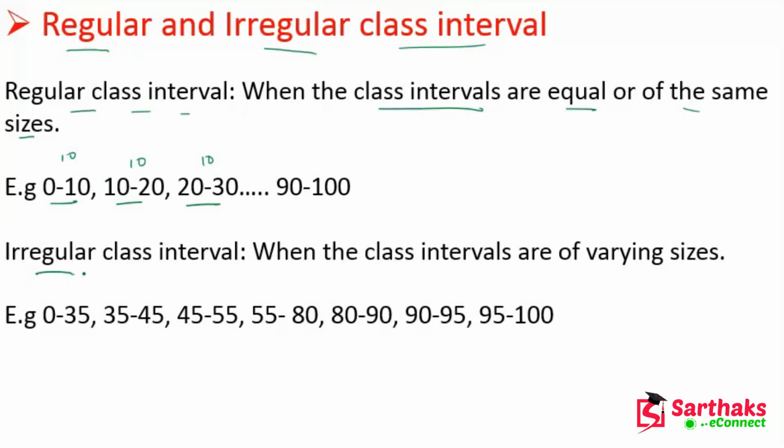Now if we talk about the irregular class interval, this is when the class intervals are of varying sizes. You can see here 35 minus 0 is 35, 45 minus 35 is 10, 55 minus 45 is 10. So here you can see that the class sizes are varying. These types of intervals are called irregular class intervals. I hope you understand these things.